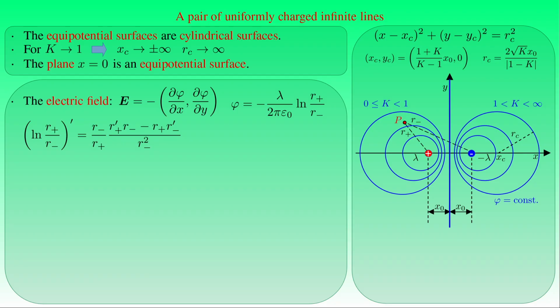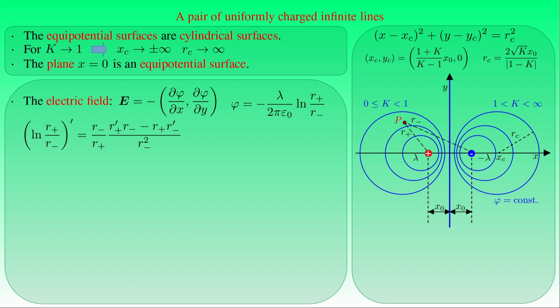By applying the chain rule for the differentiation of composite functions, we can write the derivative as the product of the derivative of the natural logarithm of the inner function r_plus over r_minus, and the derivative of the inner function. That is, we have r_minus over r_plus, times (r_plus prime times r_minus, minus r_plus times r_minus prime) over the square of r_minus.